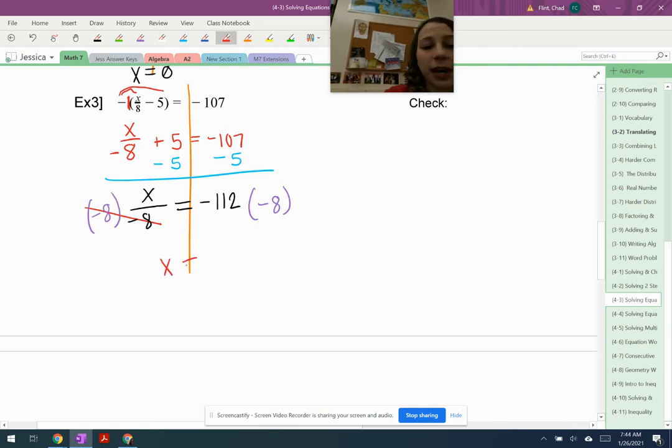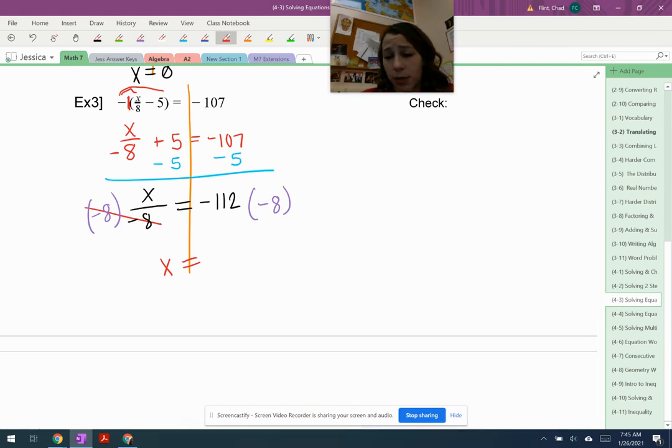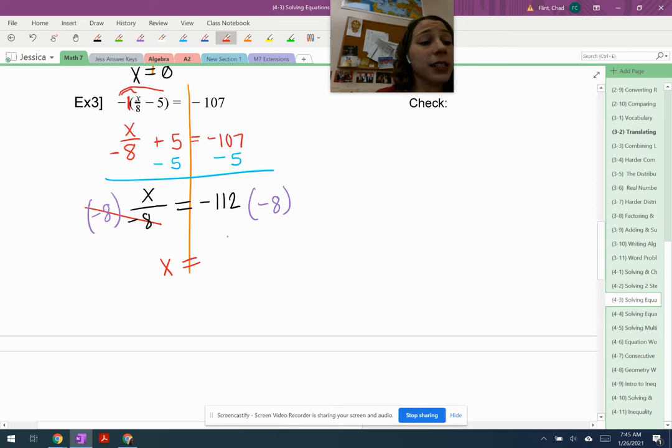And I'm left with x equals whatever negative 112 times negative 8 is, which I do not want to do in my head. You totally can if you want to, but you don't have to. And a negative times a negative is a positive, so we have x equals 896.